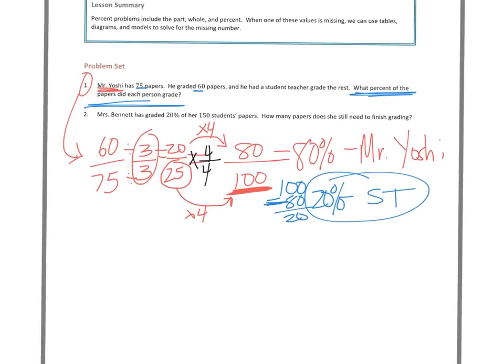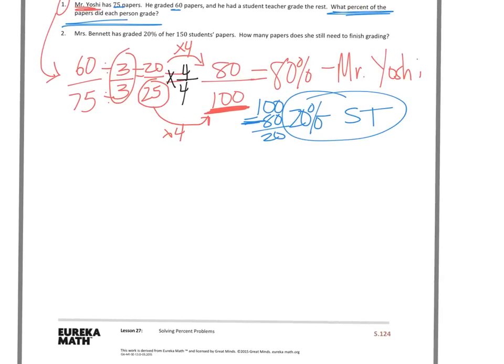Now let's take a look at 2. 2 is a little more in-depth. Mrs. Bennett has graded 20% of her 150 students' papers. So we need to know how many papers does she still need to finish grading.